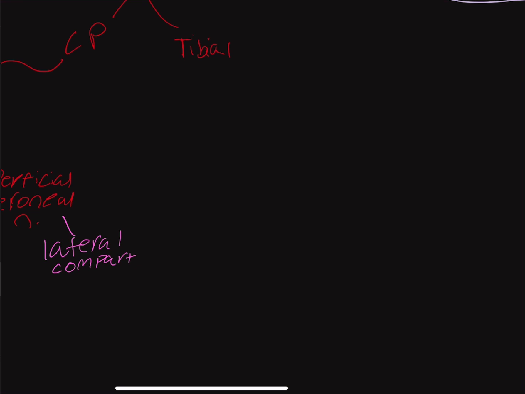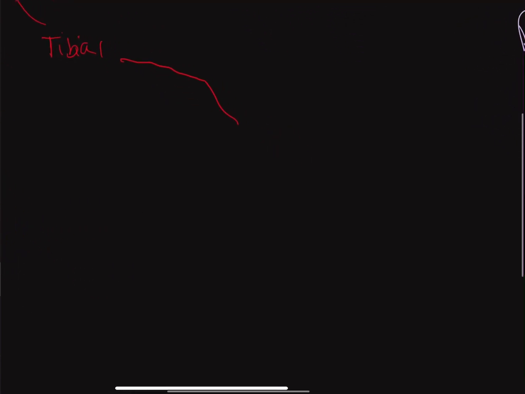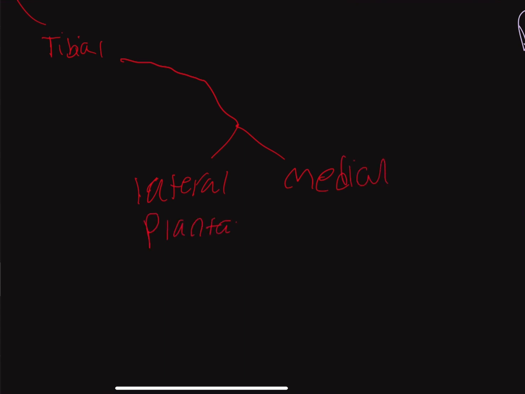The tibial division is going to run on the posterior side, so both of these run posteriorly. The tibial nerve runs posteriorly, passes the medial malleolus, and becomes the plantar nerves. It's going to become the lateral and the medial plantar nerves.